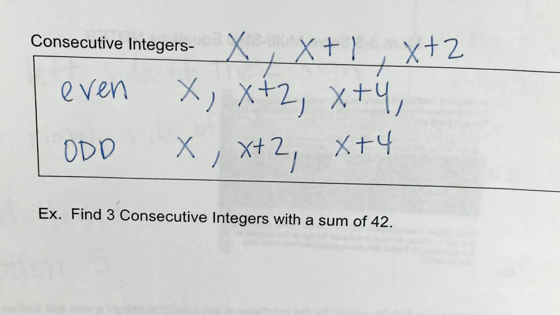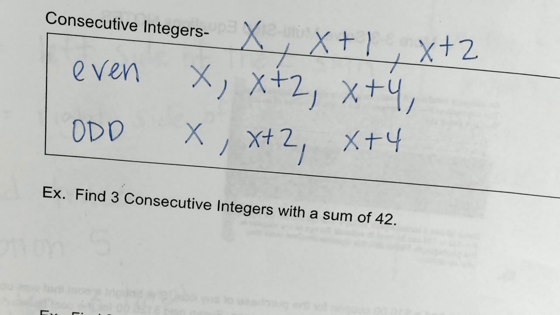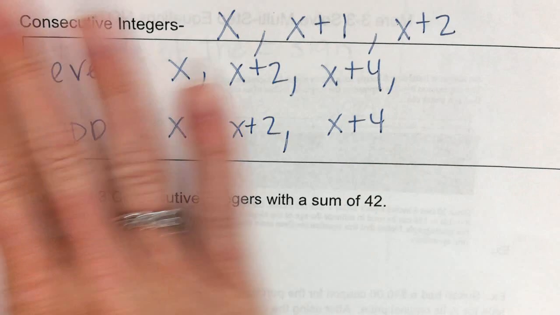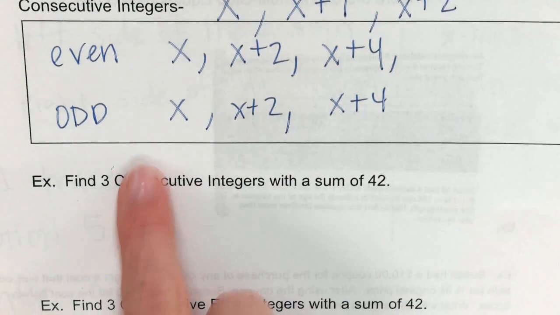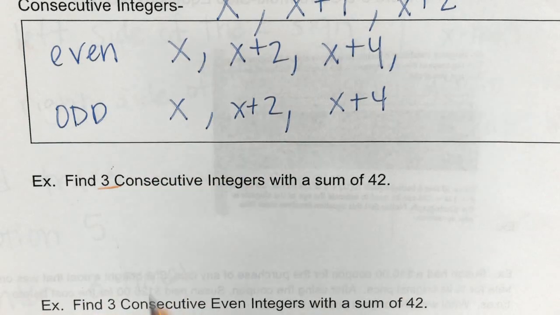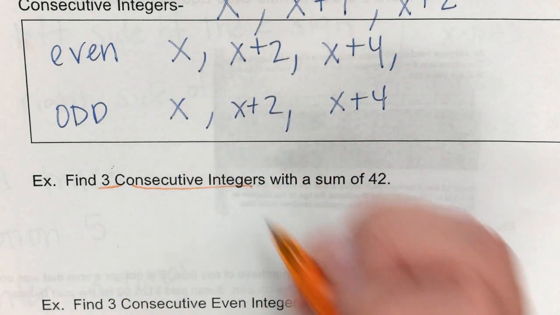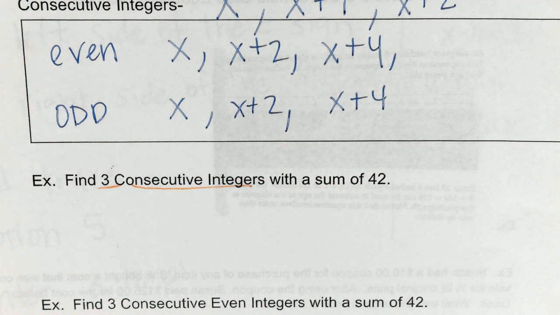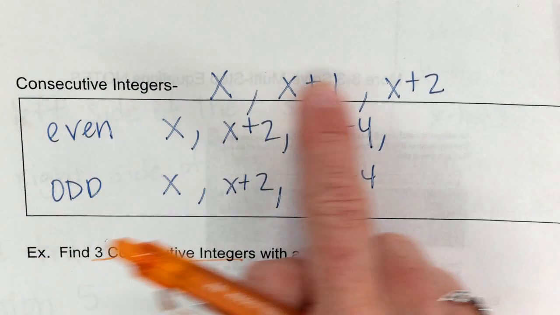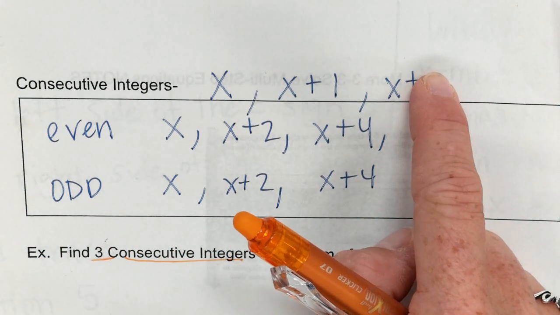Now, these problems are like riddles, but they're really not riddles. They're just equations that we have to set up. And we're going to use these to set them up. I already did all the work for you. Okay? So everybody look at the first one. Find 3 consecutive integers with a sum of 42. What does that mean? They add up to equal? Okay, consecutive integers. Which one am I using? This one. Are y'all with me?